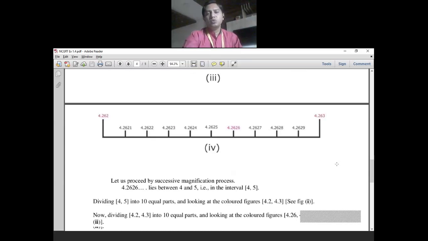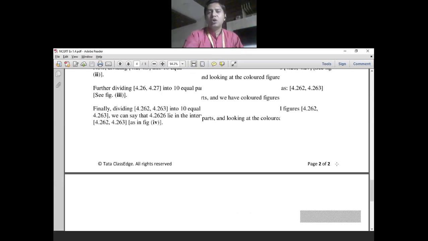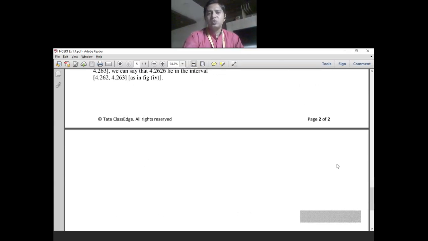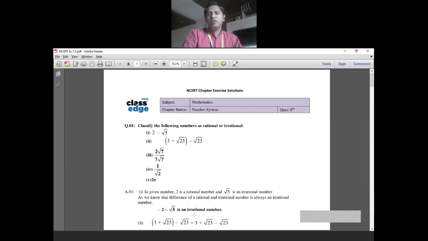In this way, we are done with exercise 1.4. Now we'll start with exercise 1.5. In exercise 1.5, we need to classify the numbers as rational or irrational. A few questions we have already discussed about this exercise. 2 minus root 5: as one is rational and the other is irrational, and we know that addition or subtraction of rational and irrational will always give an irrational number. So 2 minus root 5 is an irrational number.